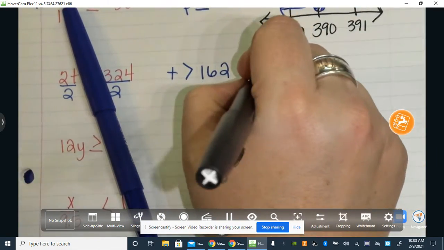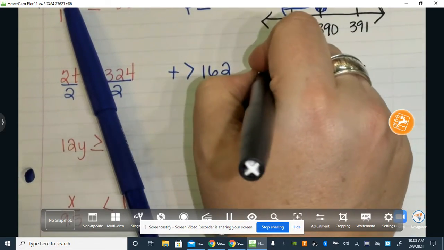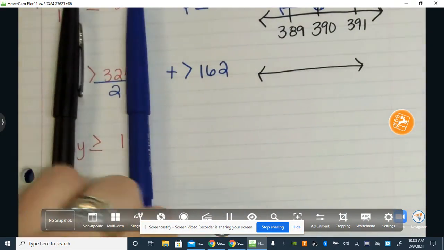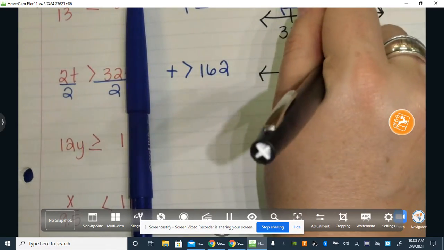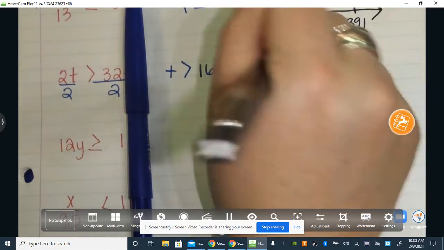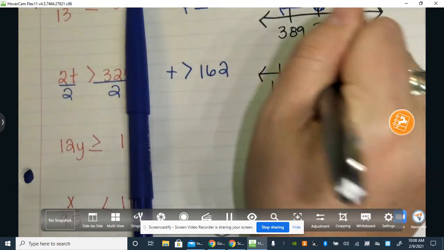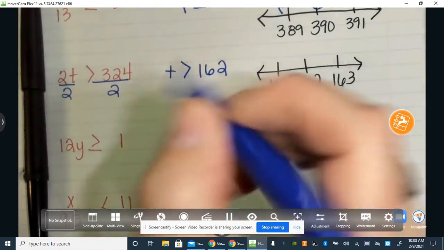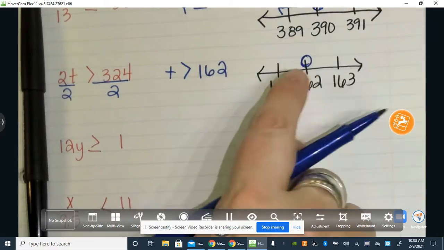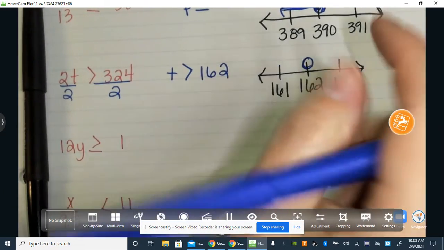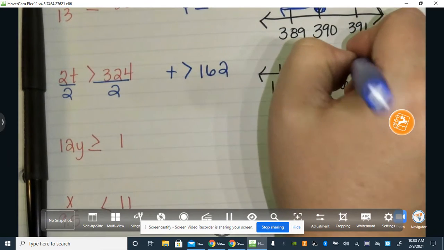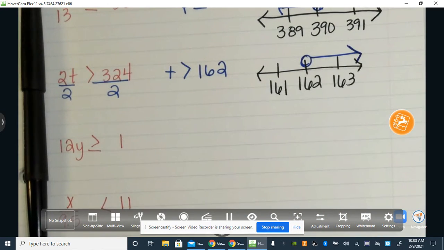So I'm going to draw my number line out. Okay, I need to make sure 162 is on there. 162, I go 1 above, 1 below. Okay, I'm going to have a circle. It's going to stay open because it's not equal to, and my line is going to the right because I'm looking for all numbers greater than it.